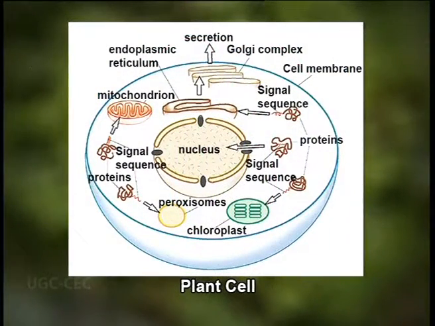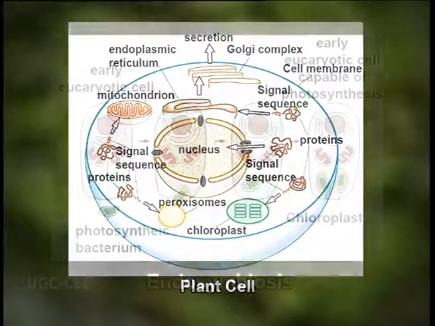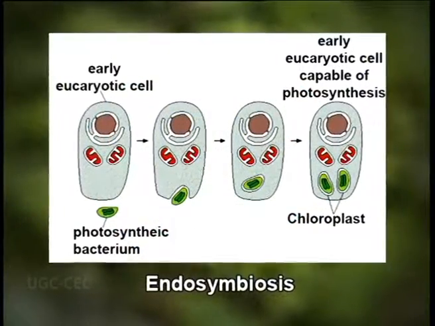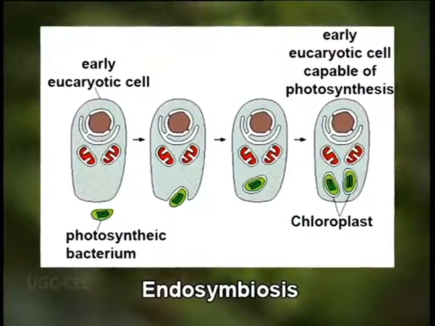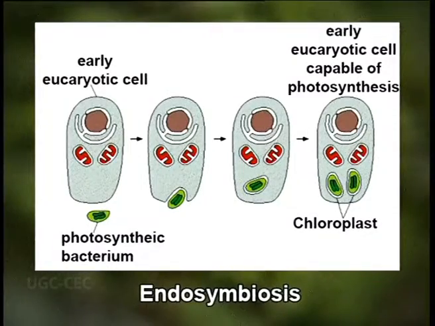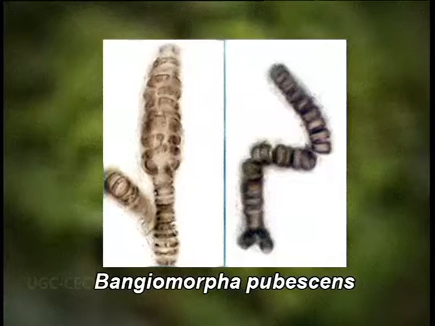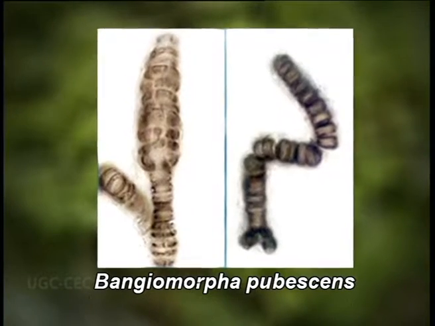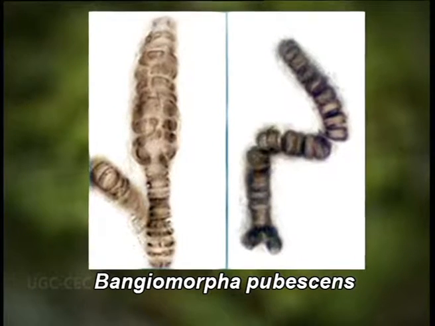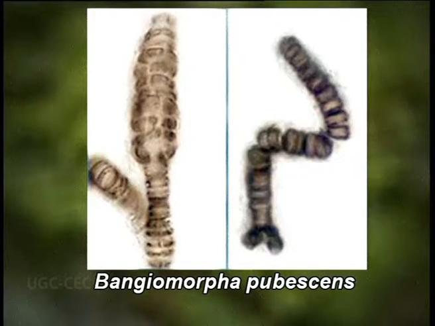According to evolutionary perception, chloroplast evolved by endosymbiosis between non-photosynthetic protists and photosynthetic cyanobacteria. The origin of chloroplasts dates back to more than a billion years. The identification of Bangiomorpha, a fossil red alga which is aged 1.2 billion years, provides strong evidence to this point.